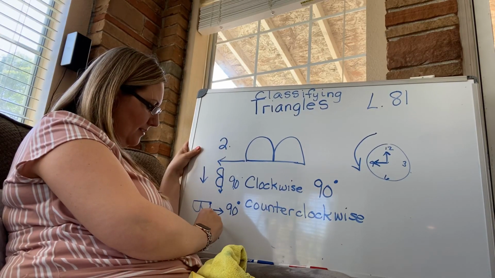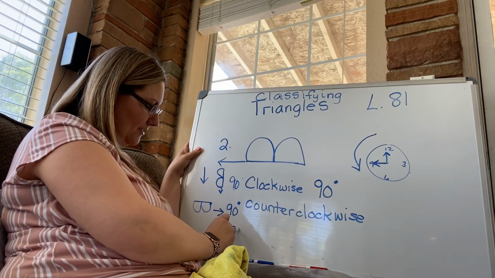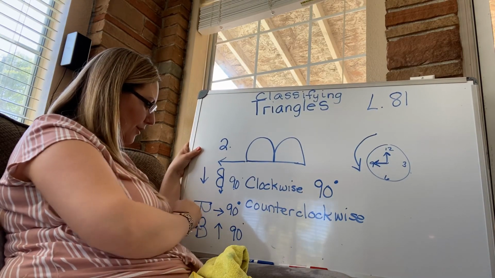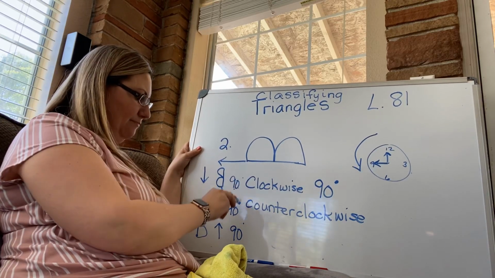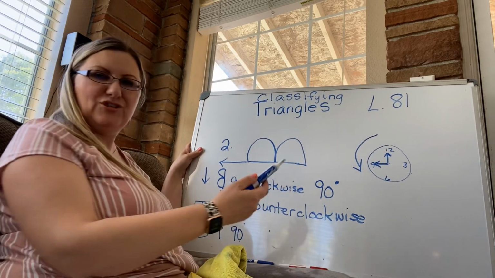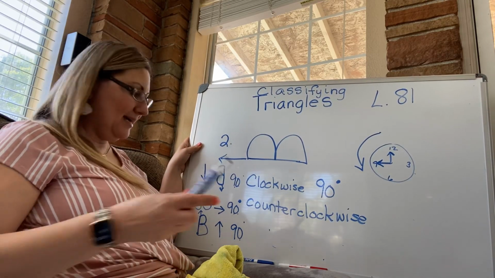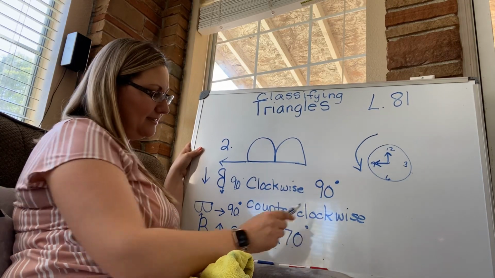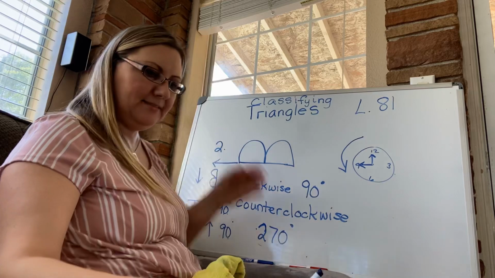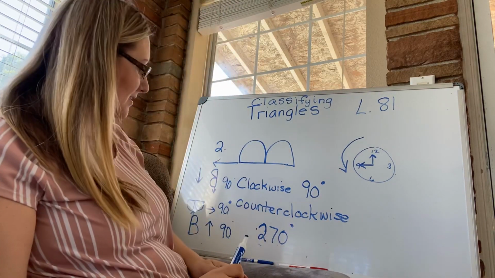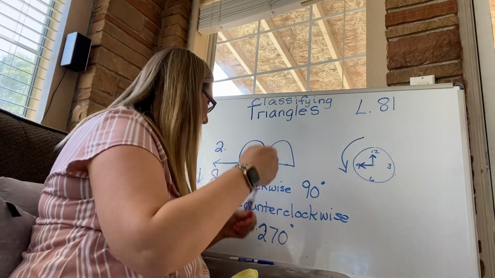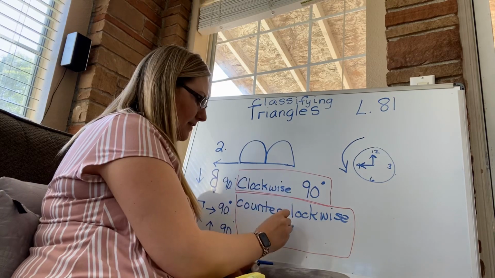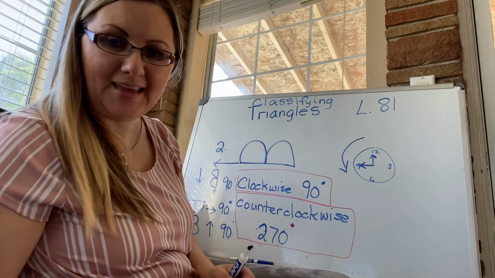So I'm going to turn it another quarter turn, or another 90 degrees, to now force this B to face upward. And that's 90 plus 90 plus 90, which is the same as 9 times 3, add a 0. And that is 270 degrees if you were turning it counterclockwise. Okay, so clockwise was 90, counterclockwise was 270 degrees. Okay, and there you are.